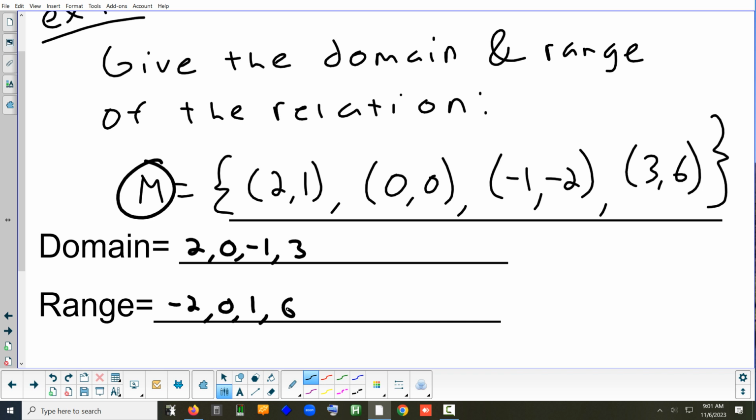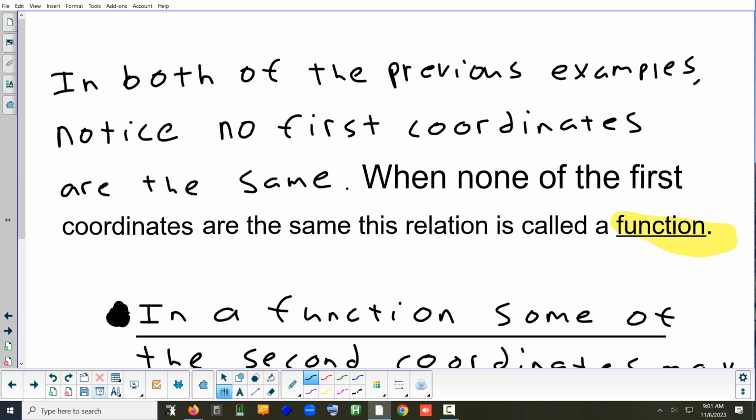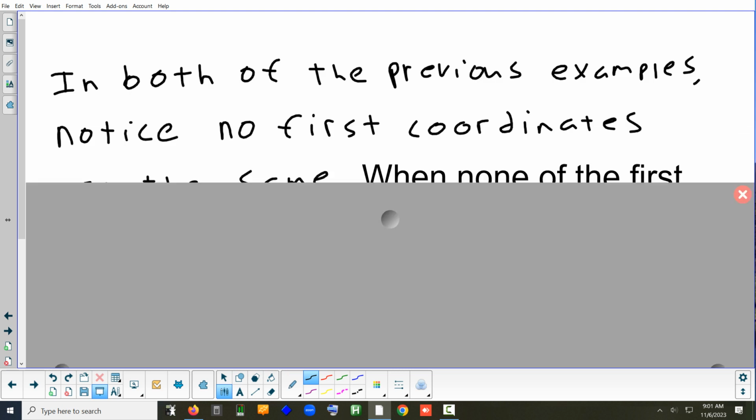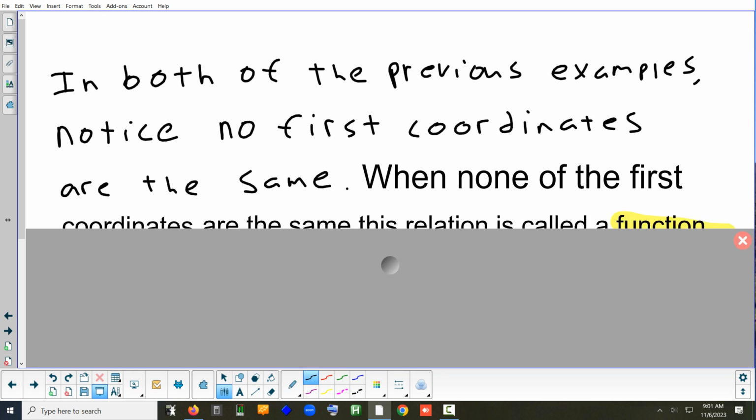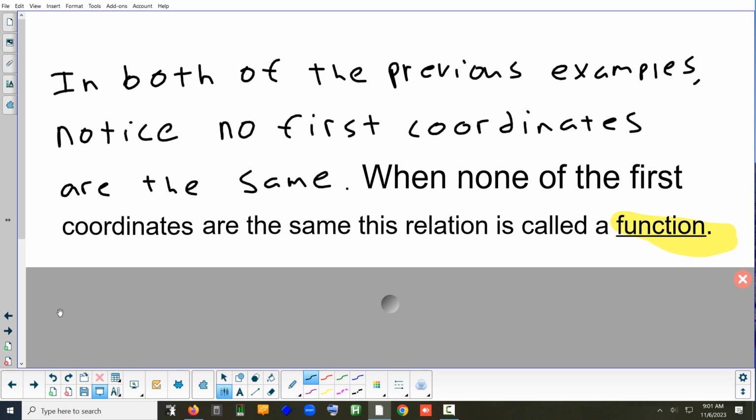All right, so any group of coordinates is called a relation. Now we're going to look at a special kind of relation where none of the first coordinates are the same. In all the ones we've done so far, that has been true. There were no repeats in the first coordinate. And if there are no repeats in the first coordinate, that is called a function. So on your guided notes, where it says when no first coordinates are the same, this relation is called a, you want to fill in the word, function.